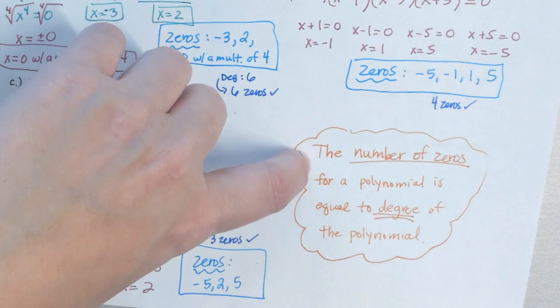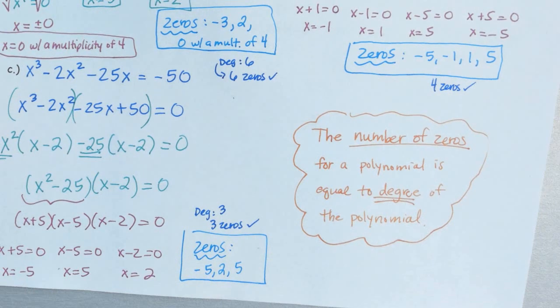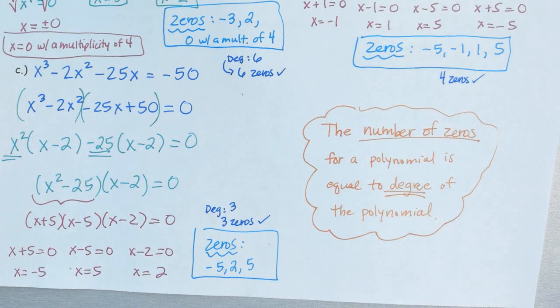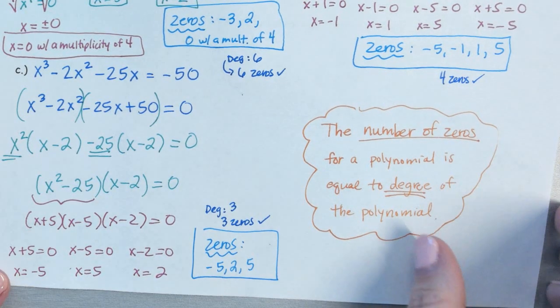This is something that we're going to be using over and over again this week. Recognizing the degree is the same as the number of zeros. And we can also use it with a graph. So we are going to be using graphs today as well, and that's what we're going to talk about on the second page. You guys ready?